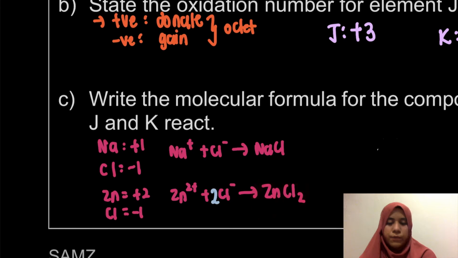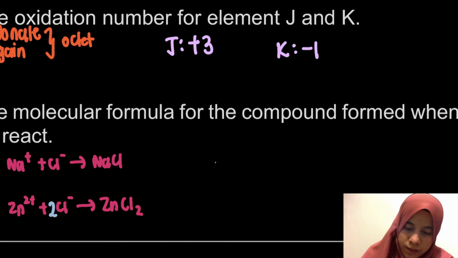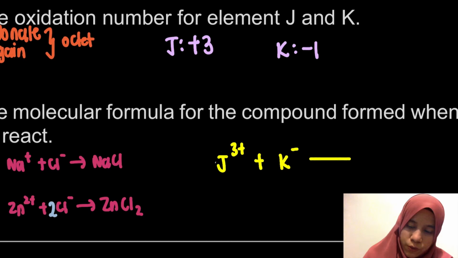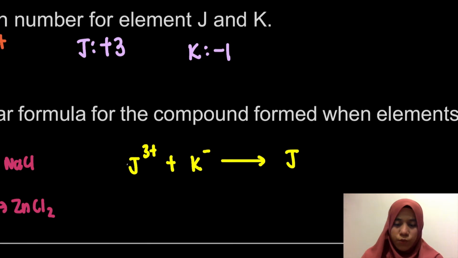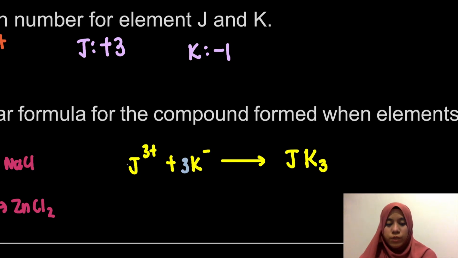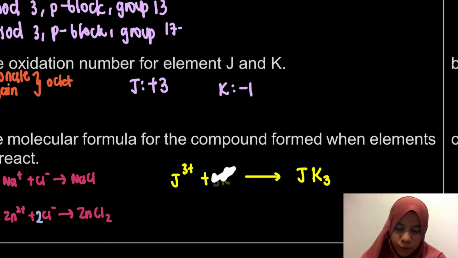Cl2. Like that. So in this case, J3 plus with K minus. What would happen is that J will become 1, because the charge of K is 1, and K will become 3. JK3. That's all. Actually you don't even need to write this equation. If you want to make sure it's balanced, add a 3 here. Okay, like that. But the question only asks for the molecular formula, so erase this one. No need to write it.